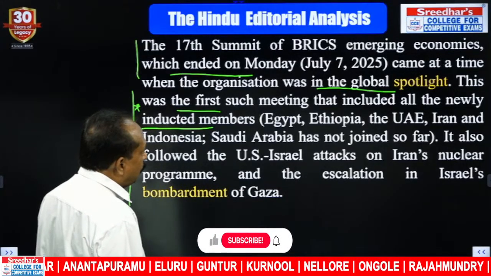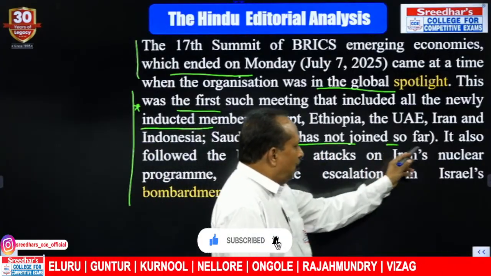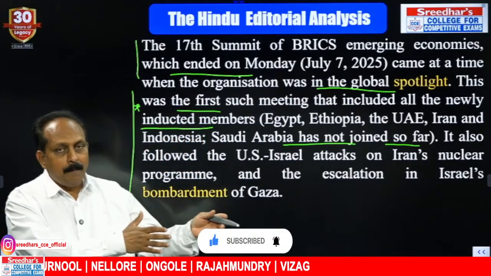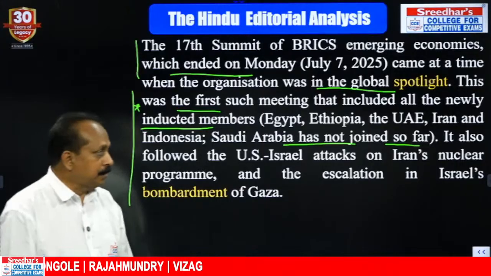Saudi Arabia has not joined so far. Hasn't joined, present perfect negative. Whenever you see the phrase so far, what does it mean? From the past to the present. Then invariably we have to use present perfect tense.